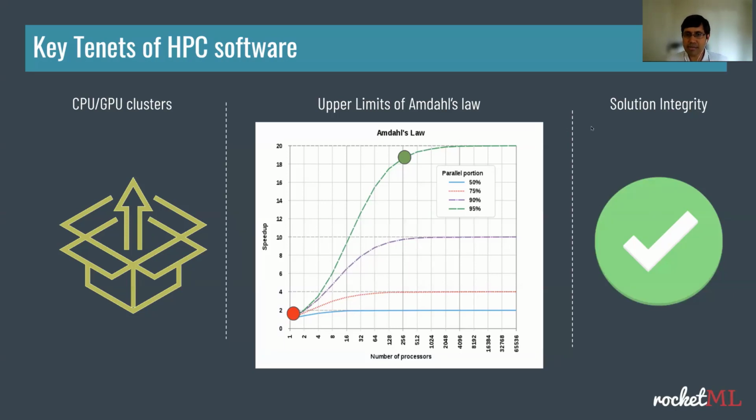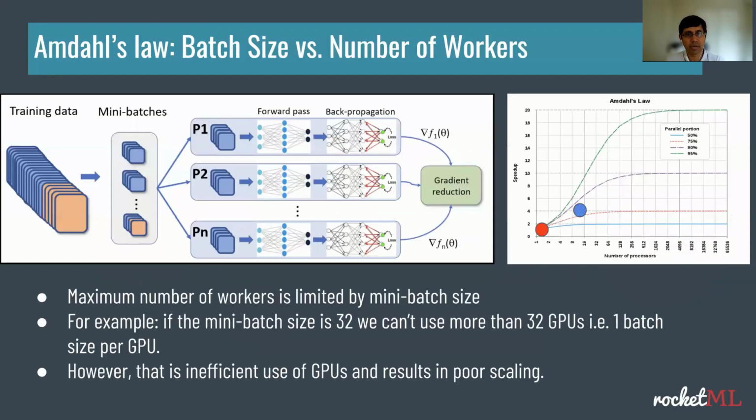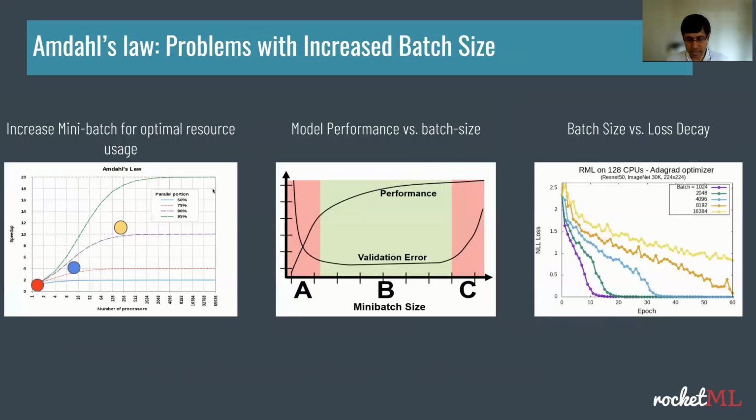Okay. So while we covered the CPU, GPU clusters aspect in the second part of this tutorial, in this best practices and gotchas, I'll cover Amdahl's law and the solution integrity pieces in a little more detail. As we have seen in the nuts and bolts tutorial that Sergio covered, this is how data parallel training is happening across multiple processors or GPUs. You split your training data into multiple mini batches, and each mini batch is now split across multiple processors.